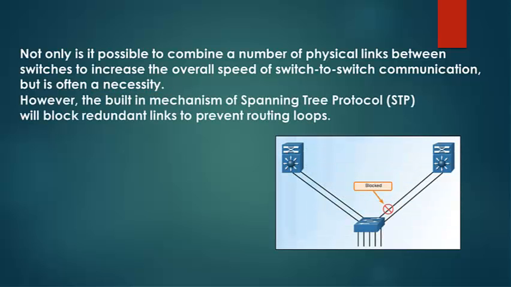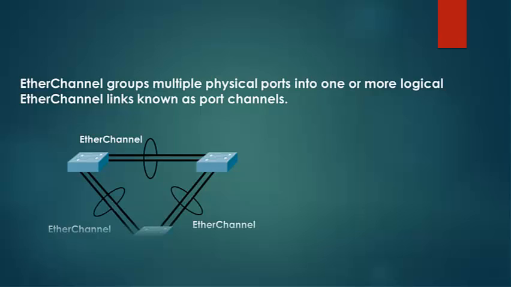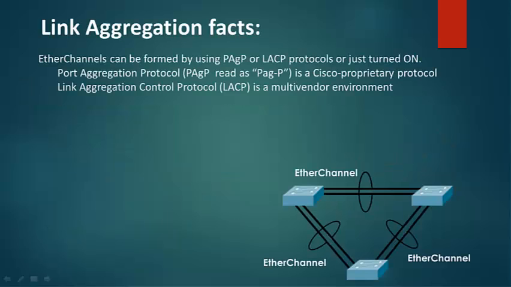However, the built-in mechanism of Spanning Tree Protocol will block redundant links to prevent routing loops. EtherChannel groups multiple physical ports into one or more logical EtherChannel links known as port channels. Link aggregation facts: EtherChannels can be formed by using PAgP or LACP protocols or just turned on.